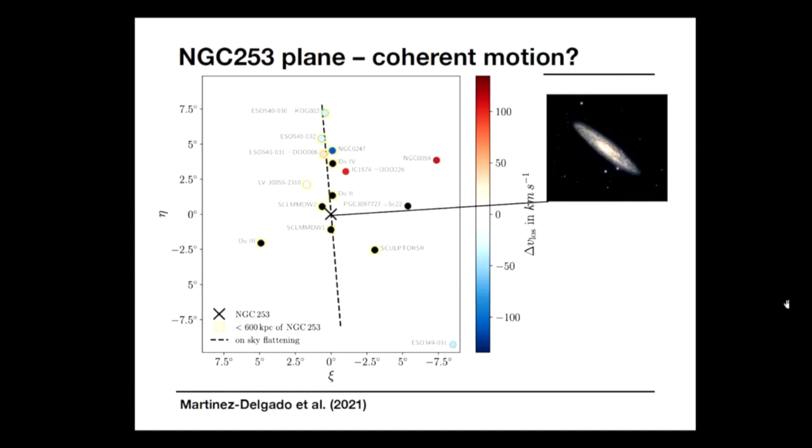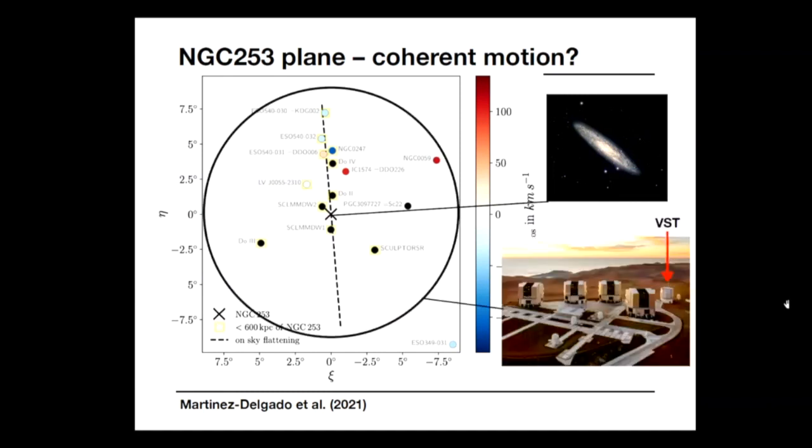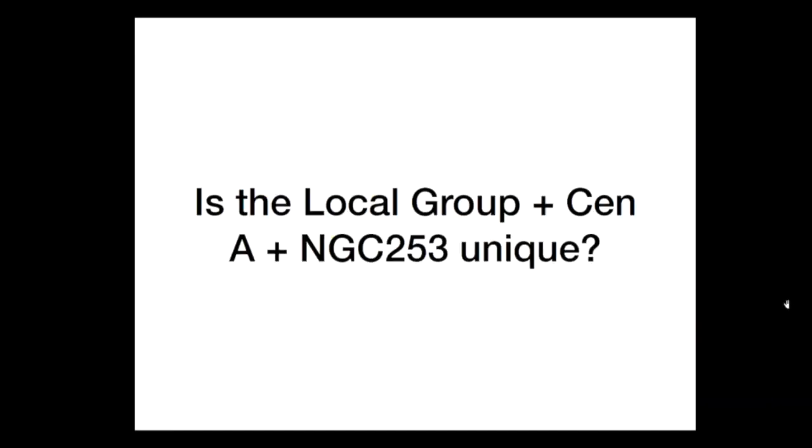The problem is that this part is not really well populated, which is why we just conducted a survey with the VST to search for more dwarf galaxies there. But this is still an indication that, again, in the next galaxy group where we have data, it looks like there's some kind of planar structure. So it begs the question, is the local group plus the Sene group plus NGC 253 unique?